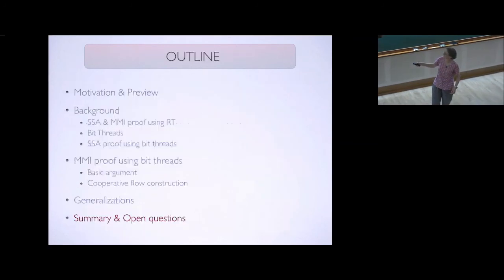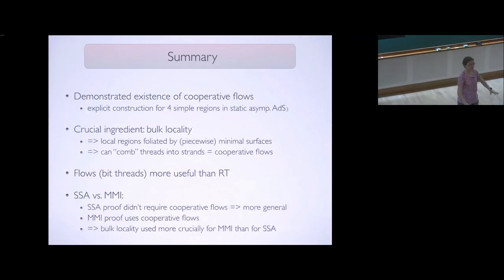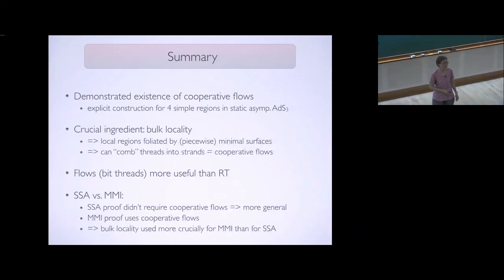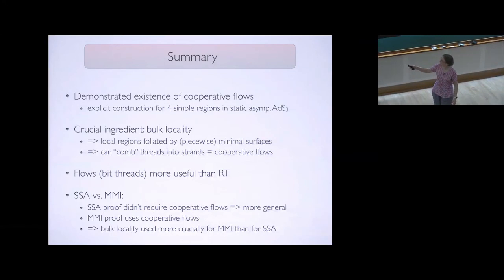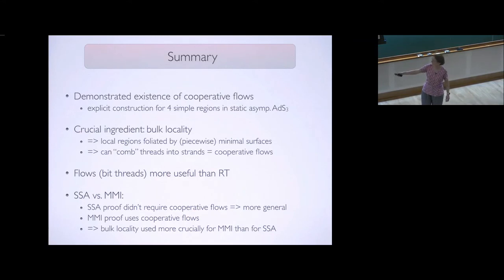But let me just conclude. For MMI, we have demonstrated the proof is complete. These cooperative flows are guaranteed to exist, and the thing that guaranteed it was, in a sense, the bulk locality. And so you can always comb these strands into cooperative flows. This is the feature that distinguishes the proof of SSA from MMI, which rests much more crucially on bulk locality.